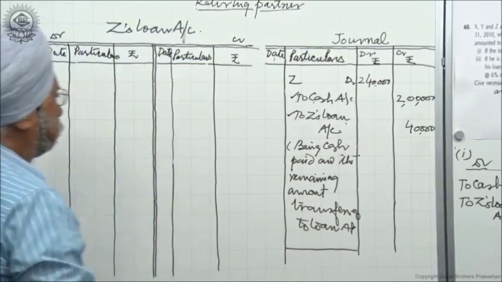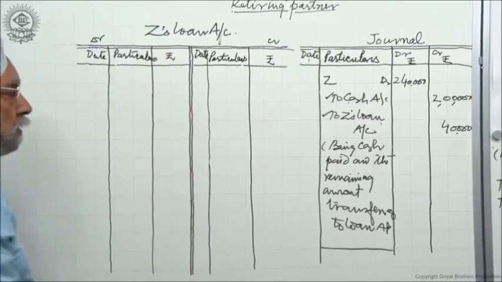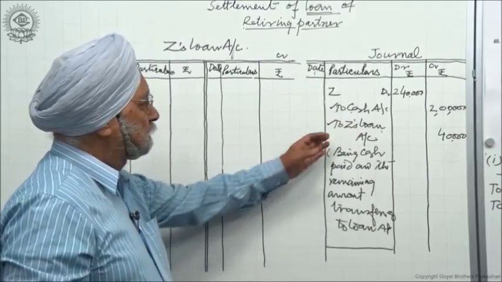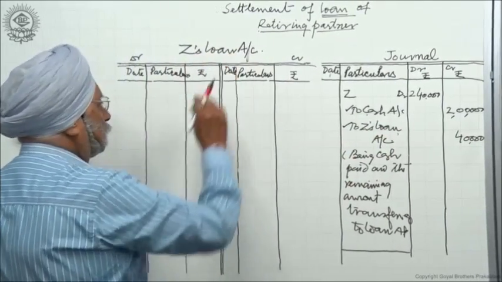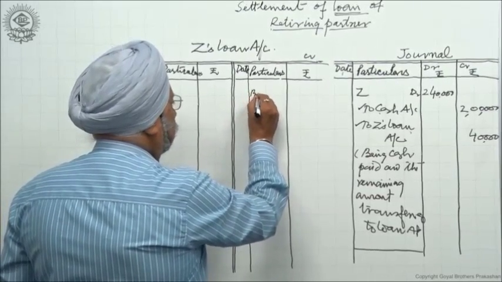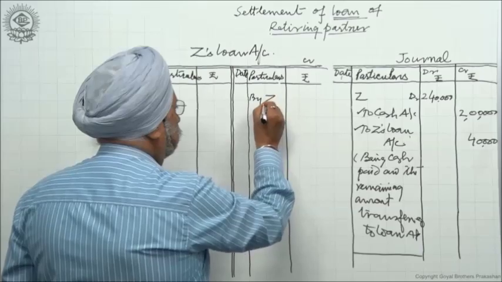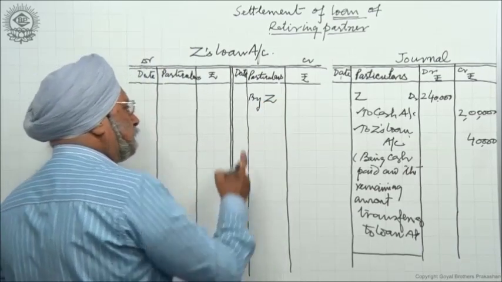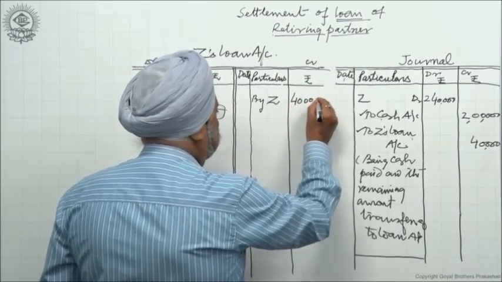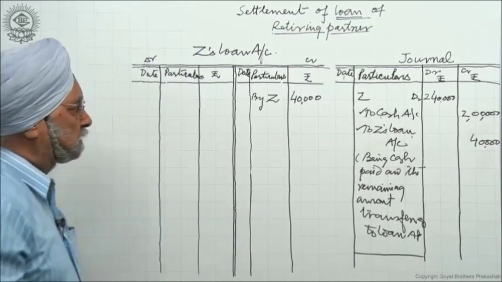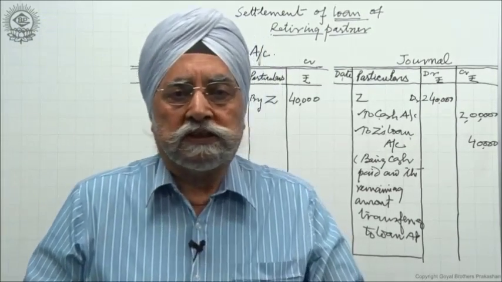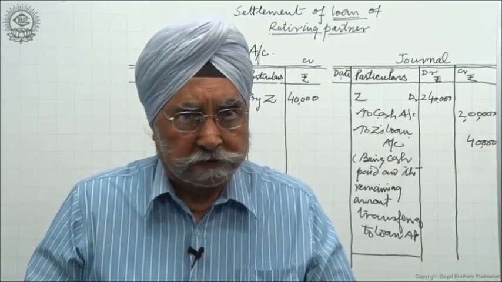Now come here, that here is Z's loan account. How much is transferred to Z's loan account? It is 40,000. So this is Z's loan account. The date will be written on which it has been done. So I'll write here, by Z. The amount has come from Z's capital. Right here, by Z, how much? 40,000. 40,000 has been transferred to Z's loan account on the date when he retires.